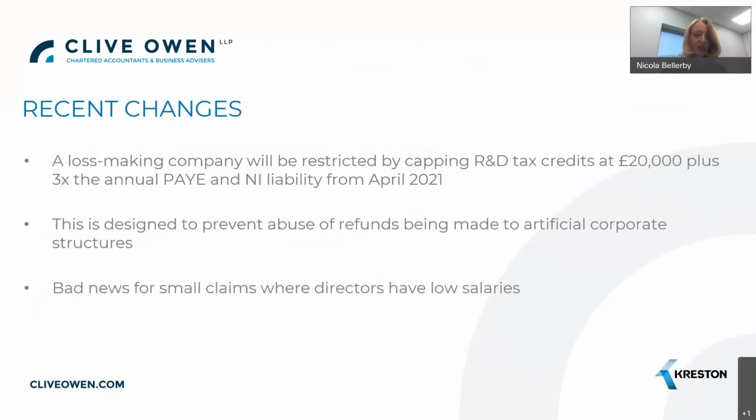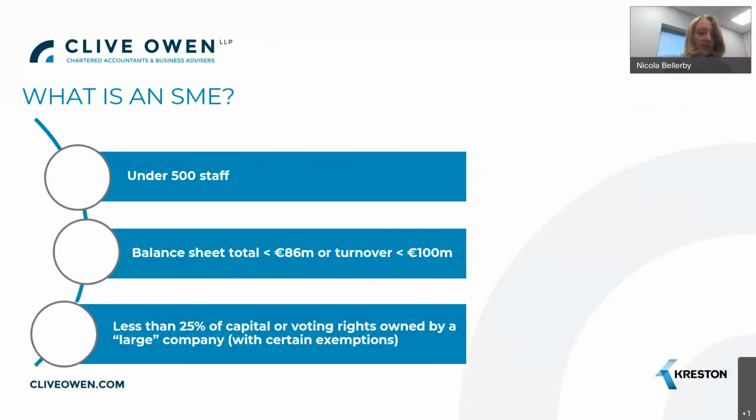Recent changes, just be aware of: a loss-making company is going to be restricted. R&D tax credits will be capped at £20,000 plus 3 times the annual PAYE and NI liability from April 2021. The £20,000 has been added, which has made it a lot easier for our single director type companies. So it's better than it was going to be. It was supposed to prevent abuse of refunds because people were setting up companies and claiming tax back when they shouldn't have been.